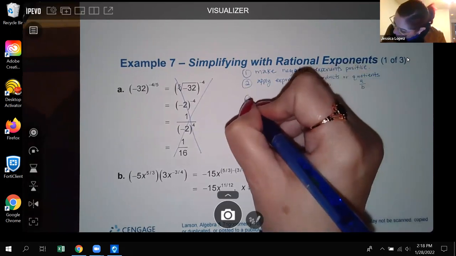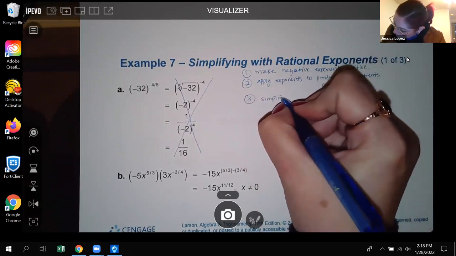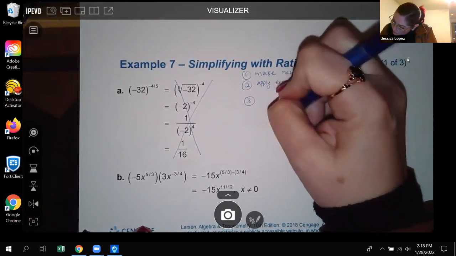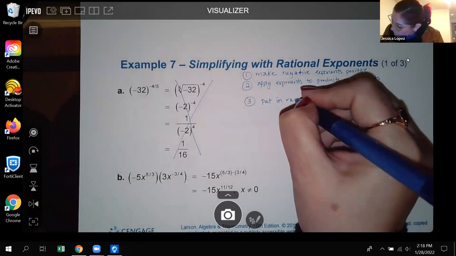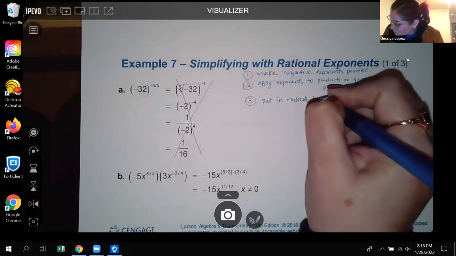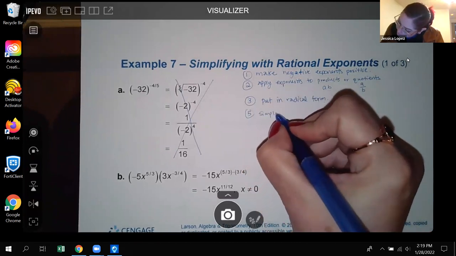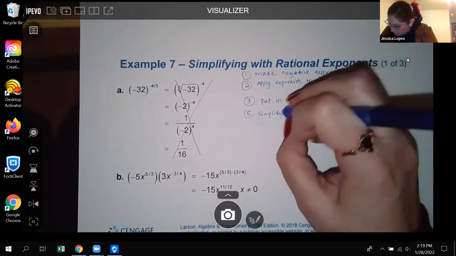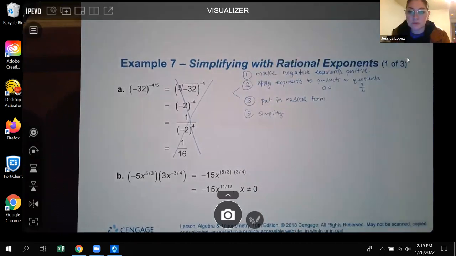Then I will simplify radicals. Or no, we need to put in radical form, and then simplify radicals. Or just simplify, because the whole thing's radicals, right? Okay, so now these two, sometimes you can switch these two. Those two can be switched, but the rest of it, I would not, okay?